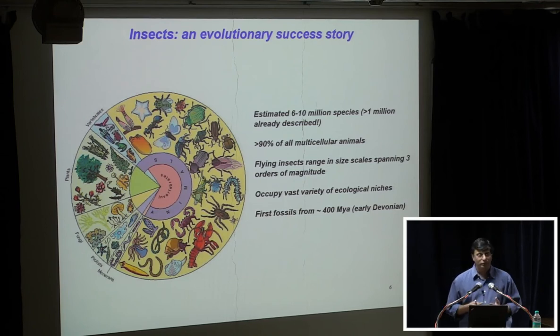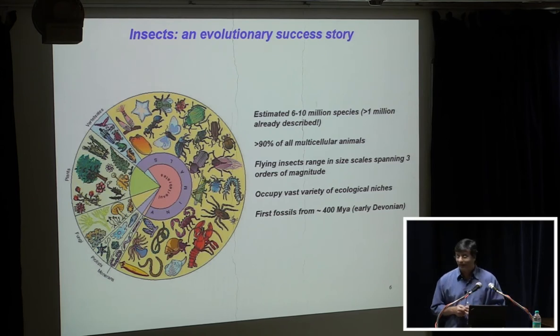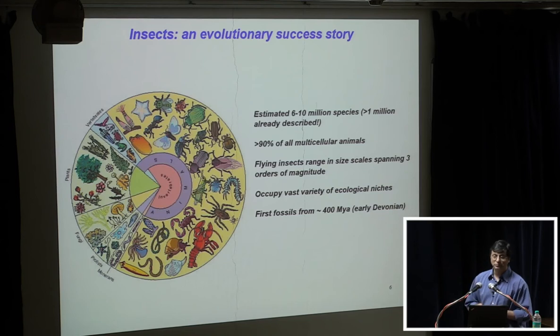I think all of you recognize that insects are the most successful multicellular taxon on Earth. They have always been, and they always will be, I think. They've been around much longer than we have. I think they'll survive us. There's an estimated 6 to 10 million species, and we've barely covered 1 million in being able to describe them. I hope we get to the others before we get rid of them. They are a substantial majority, I think more like 80%, of all multicellular animals.